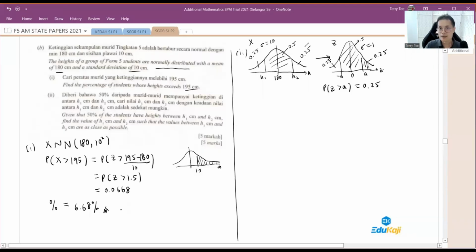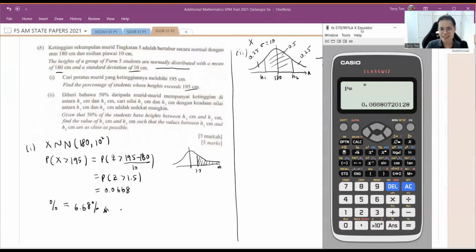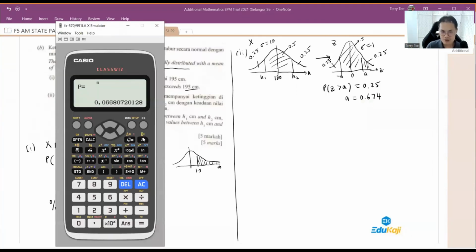So my A value is 0.674. Now, if you find this annoying, get this calculator. This calculator can solve straight away. You don't need the mathematical table anymore. But first, you have to do your mode. Press 7, go to number 3, inverse norm. You type in 0.25. Because we are using Z, you need to set your standard deviation to be 1 and your mean to be 0.